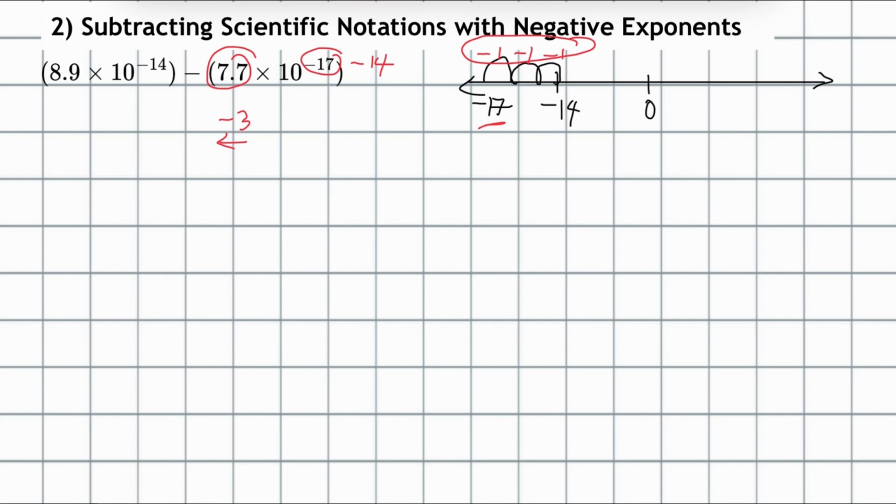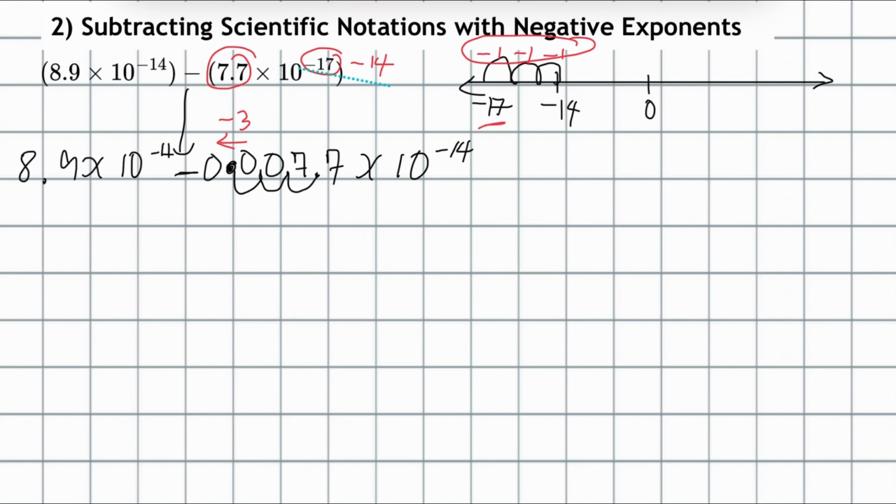So let's say 7.7, we're going to move it 3 times to the left. 1, 2, 3. Now the new placement is a decimal, okay? So that's a period, by the way. It's a decimal, and now this becomes times 10 to the negative 14. Now we subtract, because we are subtracting here, 8.9 times 10 to the negative 14.